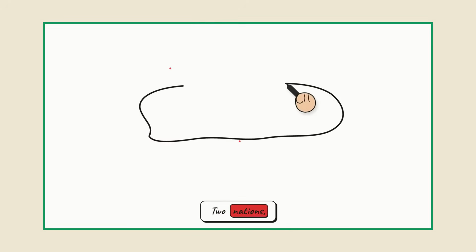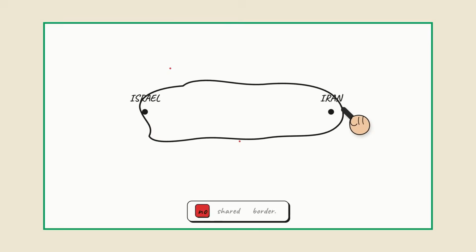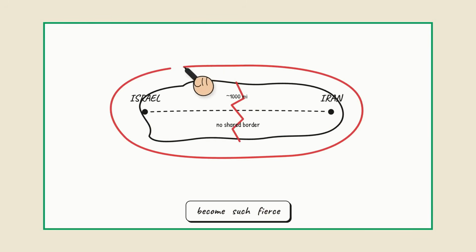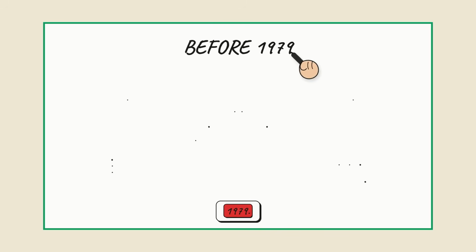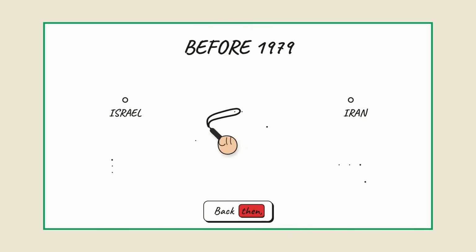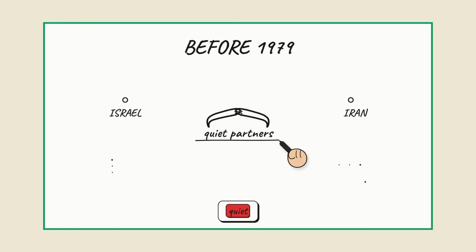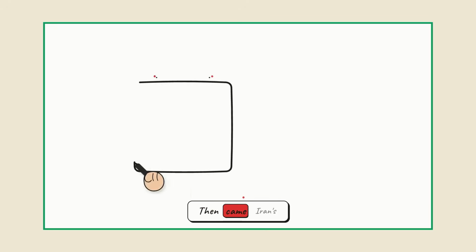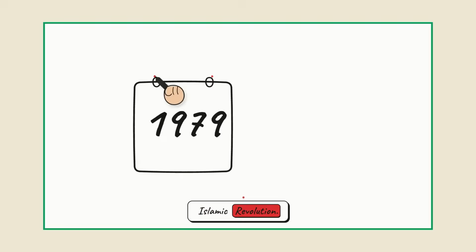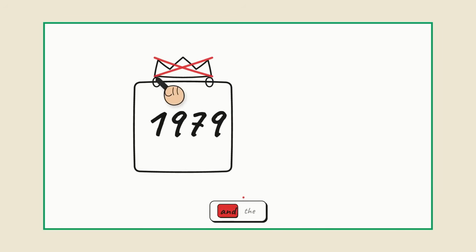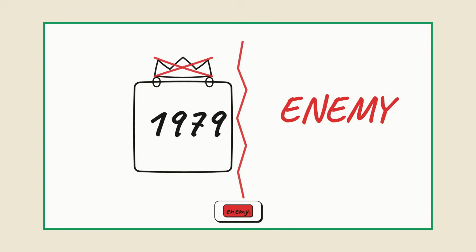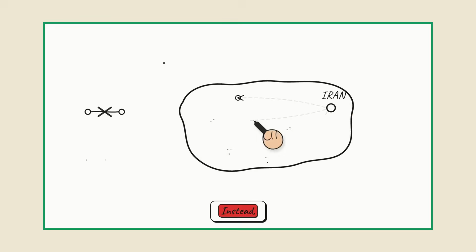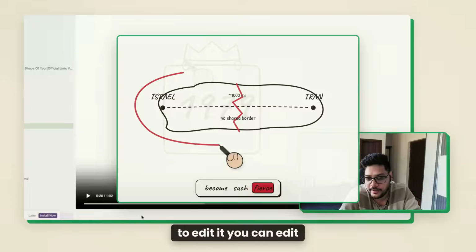Two nations, 1,000 miles apart, no shared border. So how did Israel and Iran become such fierce enemies? Rewind to before 1979. Back then, Iran and Israel were quiet partners, trading oil and sharing intelligence. Then came Iran's Islamic Revolution. The monarchy fell, and the new leadership branded Israel an enemy. For decades, they never fought face to face. Instead, a shadow war waged.